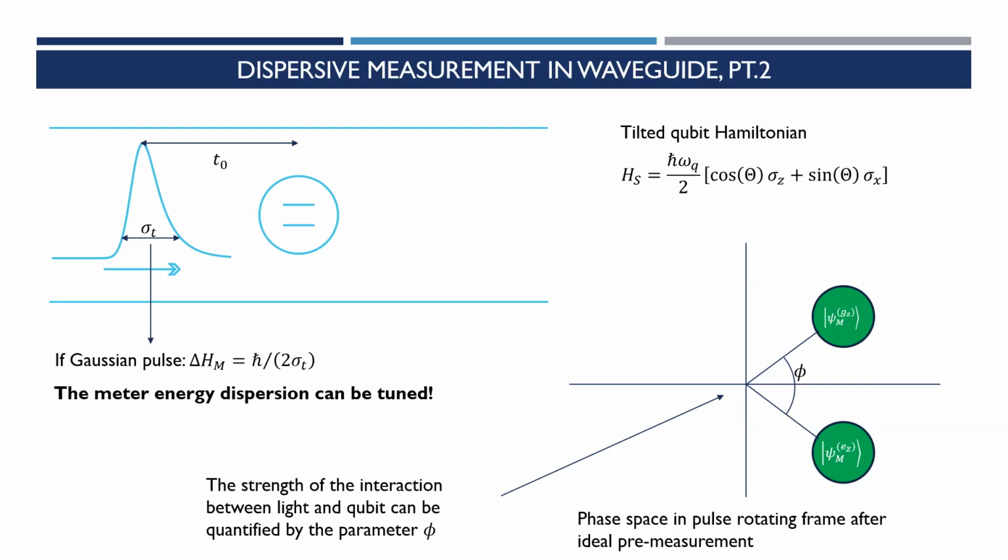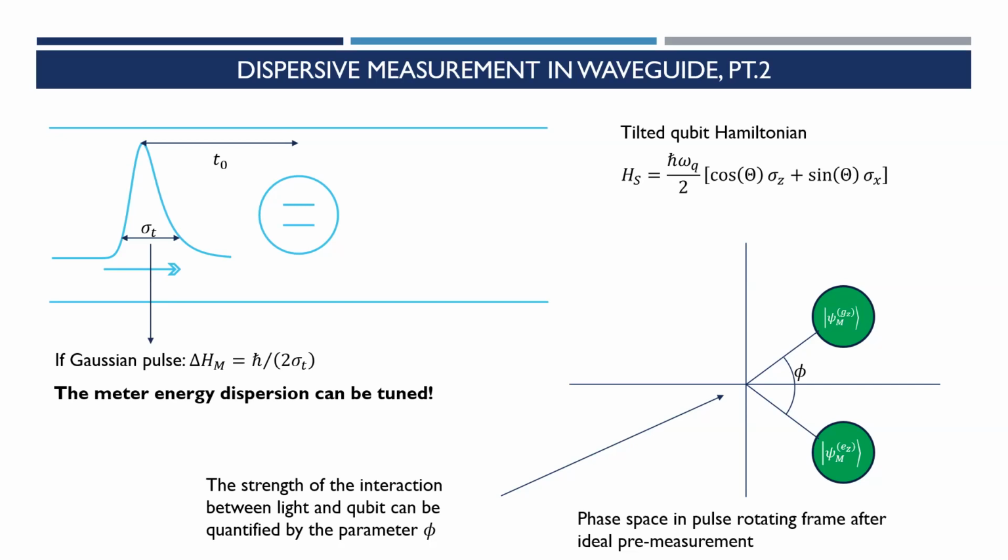The pulse has a temporal duration. So it's the amount of time that it will basically interact with the qubit. And we call this sigma t. And then we have a parameter called t0. T0 is when the center of the pulse is on the position of the qubit. Yes, I recall here that for a Gaussian pulse, we have this relation because they are of minimum uncertainty.